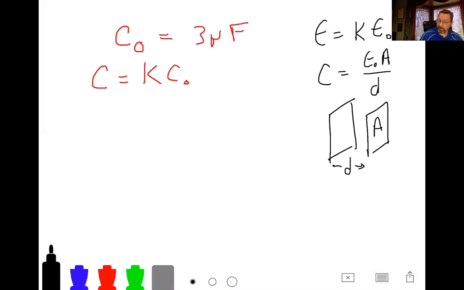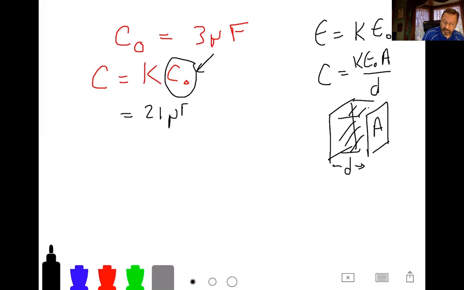The permittivity of free space. If I put a dielectric in there, some kind of plastic or wax or something, all I do is multiply by K. And that's why I say take the air value, just multiply by K. So in that case, this means 7 times 3, 21 microfarads is the capacitance once you shove the dielectric in there, okay?